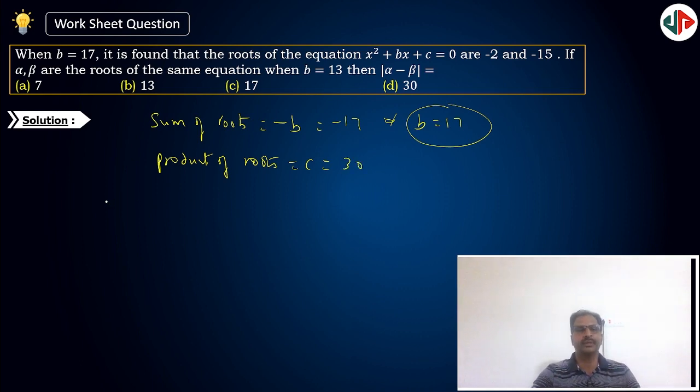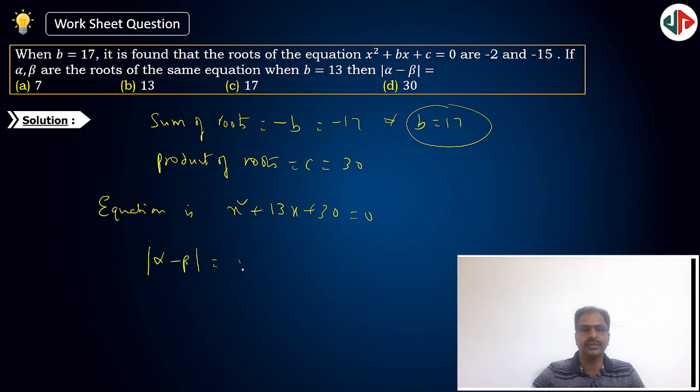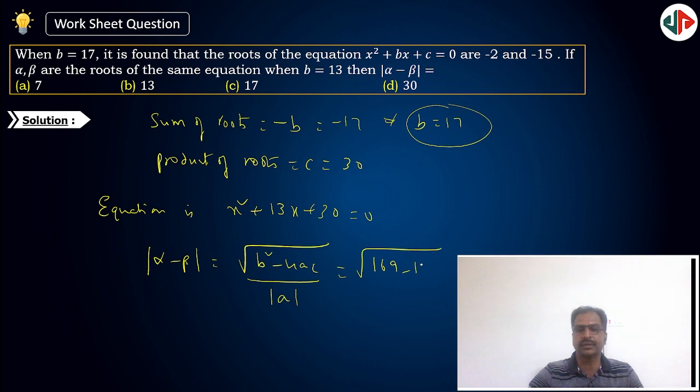Now, if alpha beta are the roots of the same equation, so tell me the equation now. So x square plus 17x plus 30. Now we have to find difference between the roots. The formula for difference between the roots is under root b square minus 4ac by mod a. B square is 289, 4 into 30, 120, by mod a is 1. So root 49, which is 7. Option A.